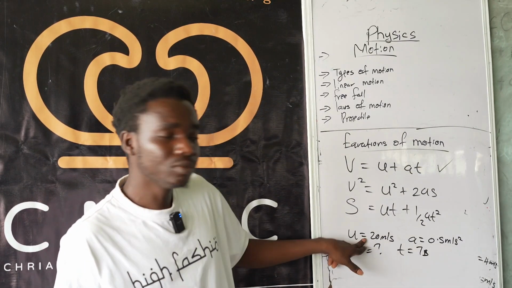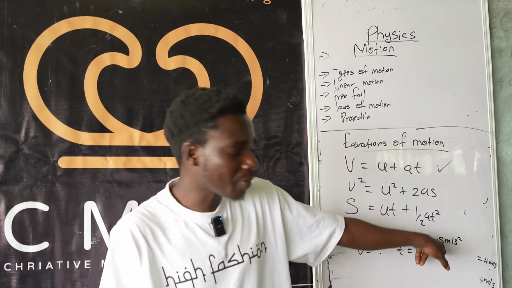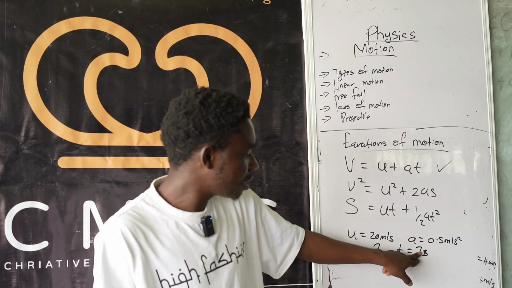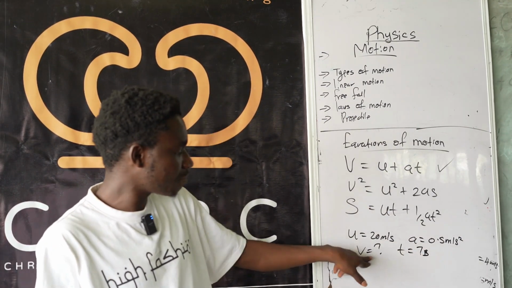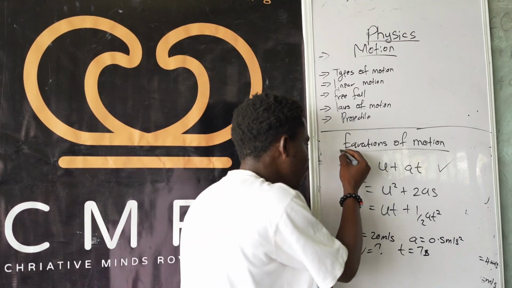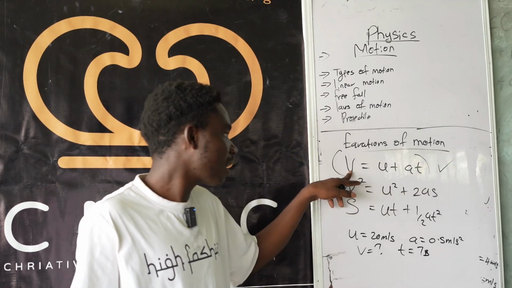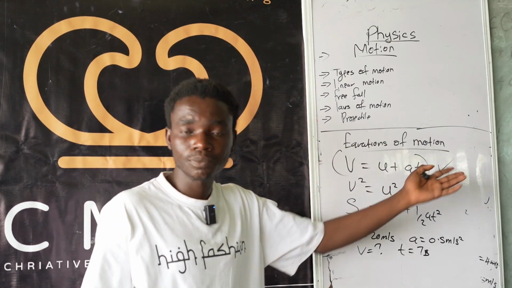Now, see something. I have my u, which is the initial velocity. I have my acceleration, which is 0.5 meters per second squared. I have my time, which is 7 seconds, but I don't have my final velocity. Which formula goes best? This one. I have u, I have a, I have t, but I don't have V. So I just slot it in.